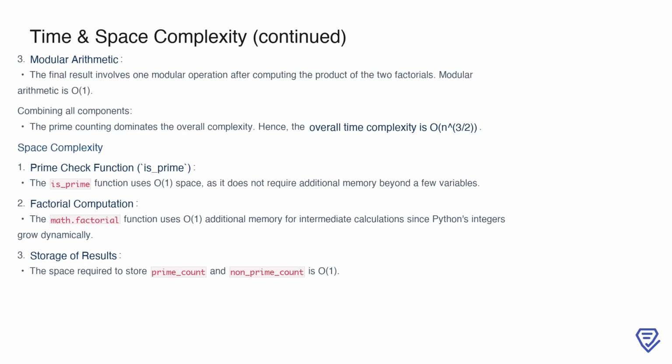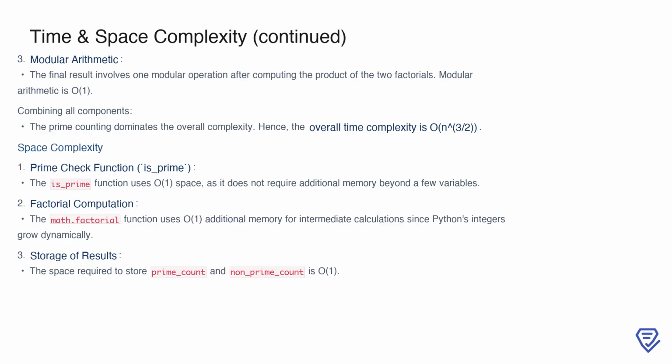The third component involves modular arithmetic. After computing the product of the two factorials, we apply a modular operation to get the final result. Modular arithmetic is a constant time operation, so it contributes O(1). Combining all three components, the overall time complexity of the solution is determined by the prime counting process, which dominates with O(n^(3/2)).